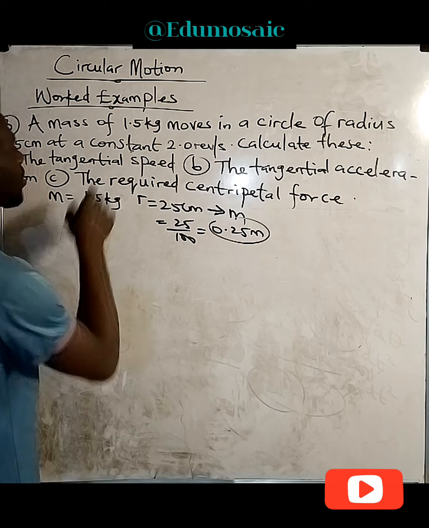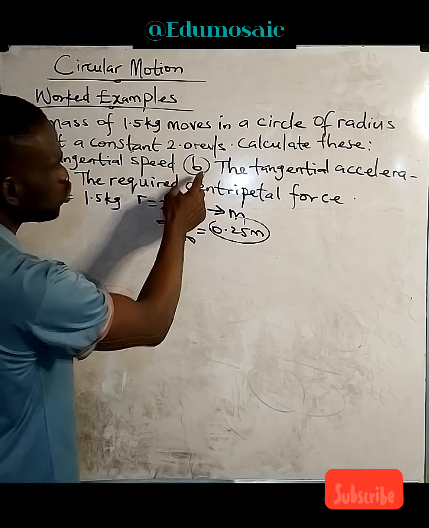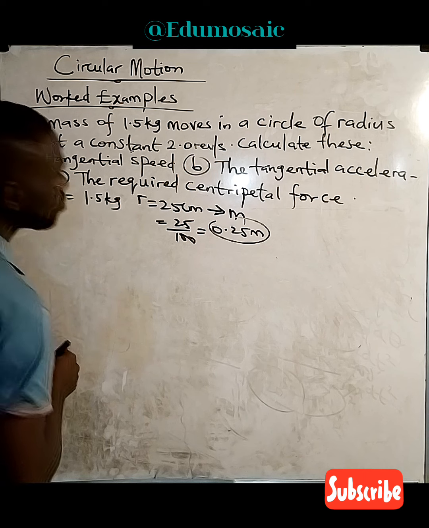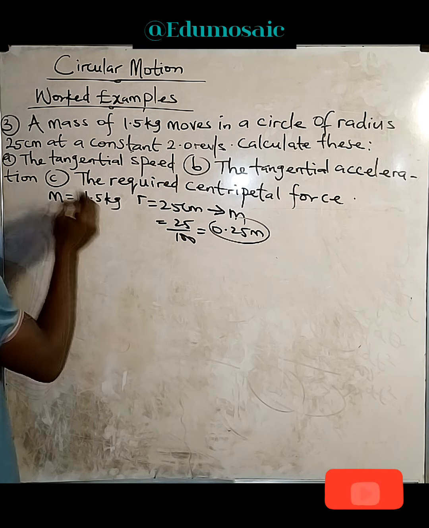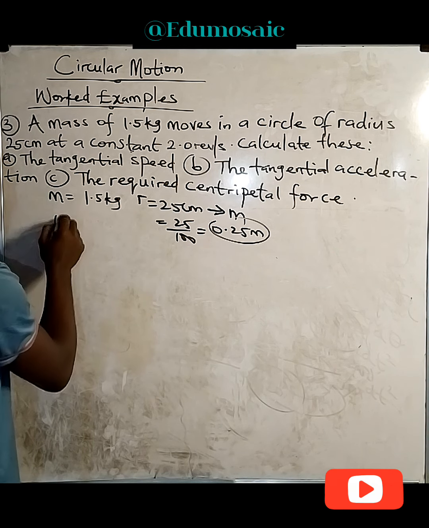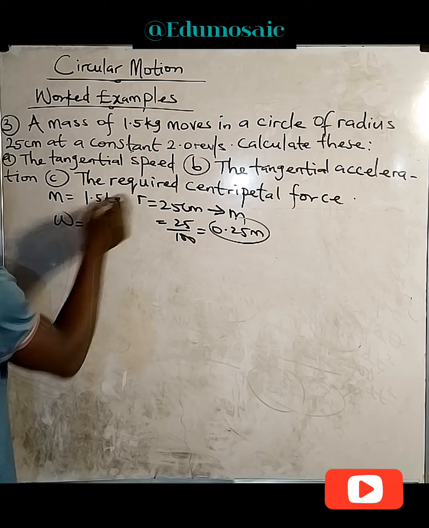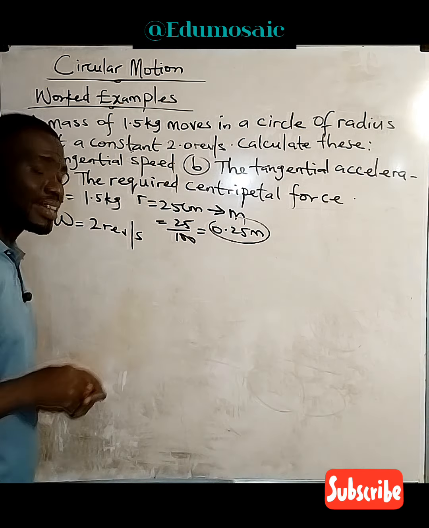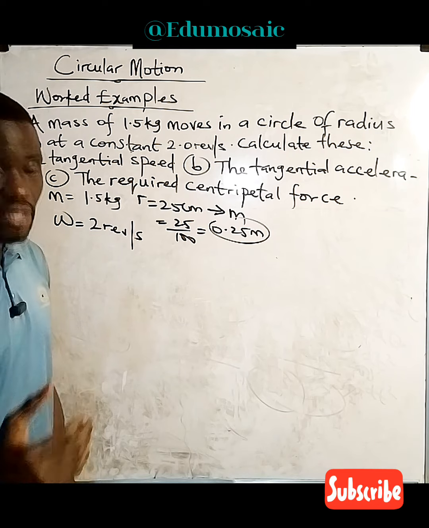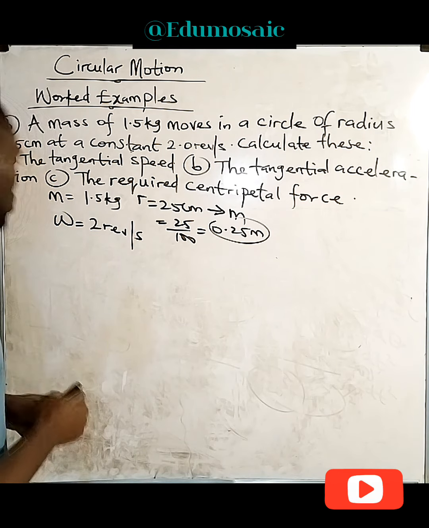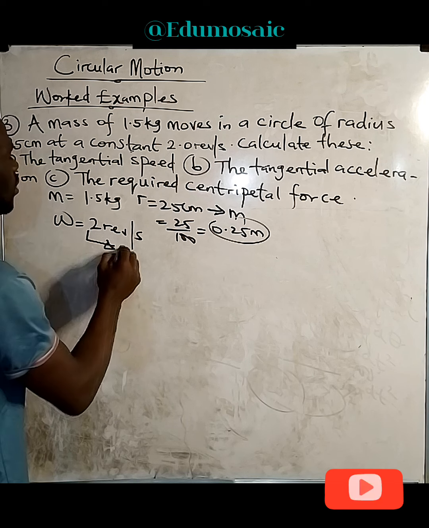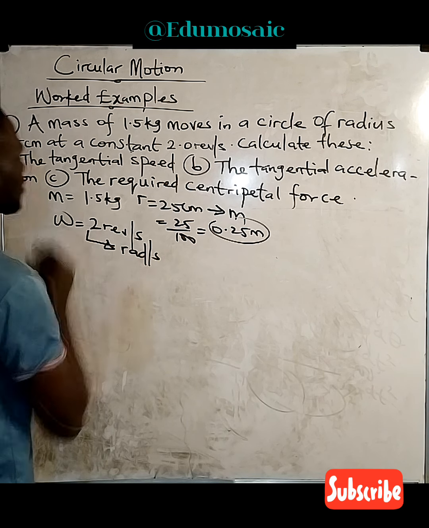Now this moves at a constant 2.0 revolution per second. At a constant 2.0, this is the angular speed. So the angular speed you have here is 2 rev per second. Now, the standard unit for angular speed is rad per second. We've looked at that in a couple of past examples. So this should be in rad per second.